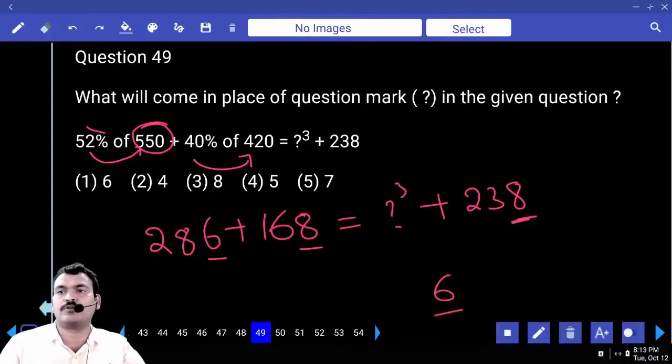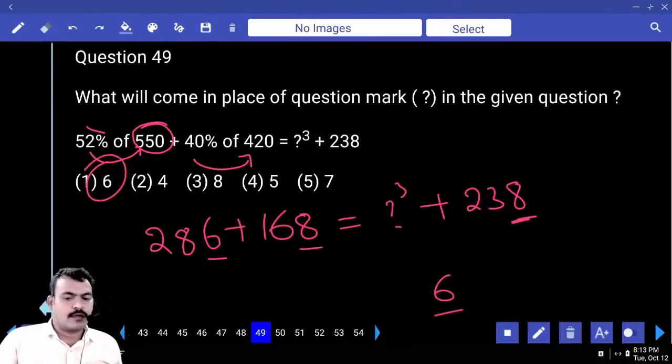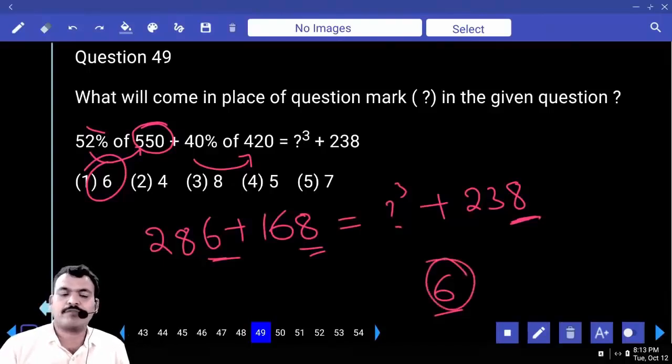Which one cube is possible? 6, or not? 6 plus 8 is 14. 14 minus 8. We are getting the units position as 6. 6 is nothing but which one cube? 6, or not?